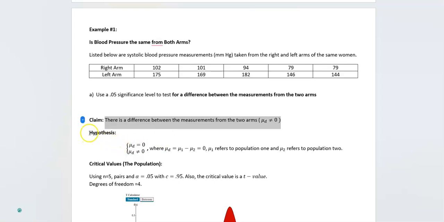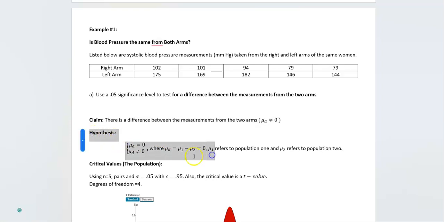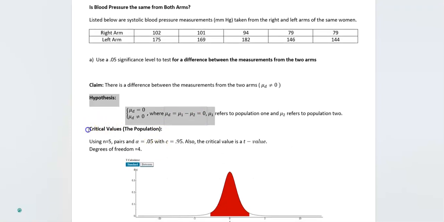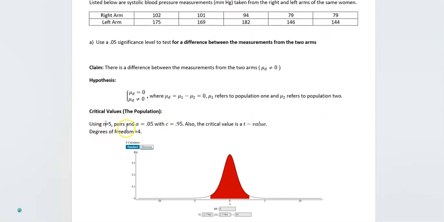Now, what's going to be identical is going to be your hypotheses. And then you're assuming that, well, the first sample comes from some population 1, second sample comes from a second population 2. And then your critical values are going to be all t values. But they're using n, the total number of samples. So in this case, the pairs actually, I mean, 1, 2, 3, 4, 5. So 5 pairs, and that's going to give us a total of 4 degrees of freedom.